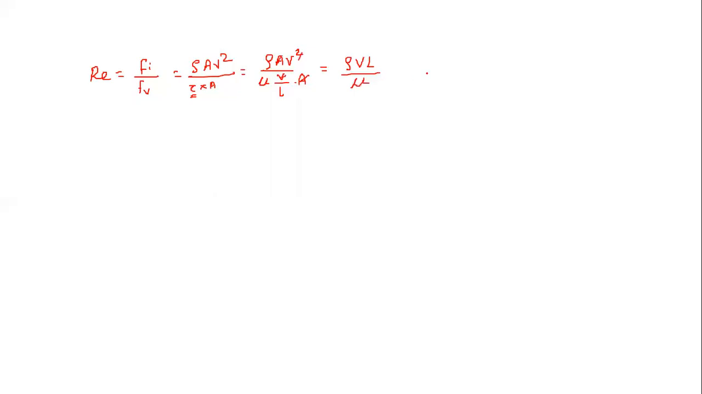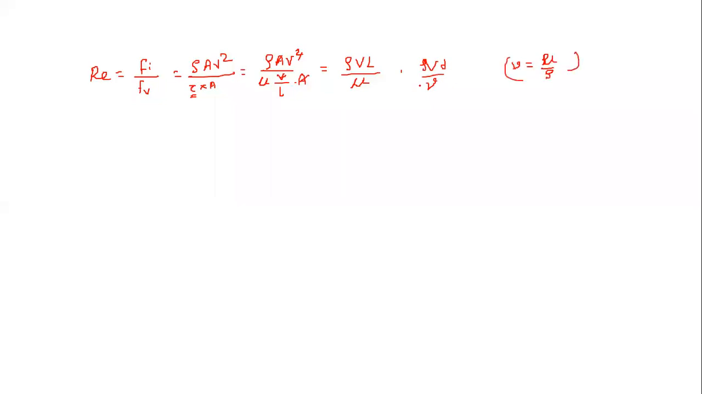Then if you consider the kinematic viscosity, we have the formula as rho V D by mu, directly V into D divided by nu, because we know the relation between dynamic and kinematic viscosity: nu is equal to mu by rho, or mu is equal to nu into rho.